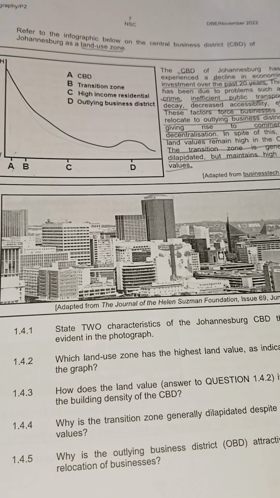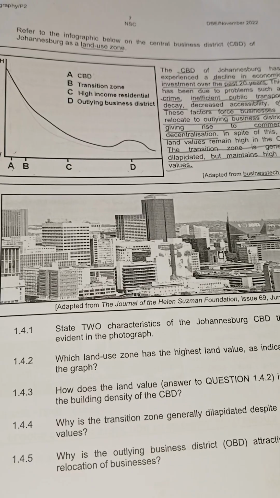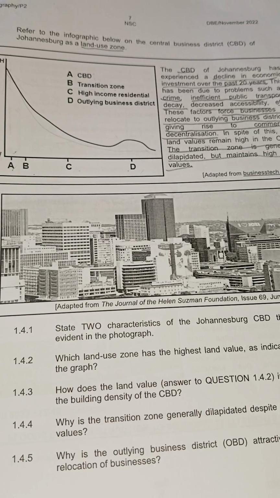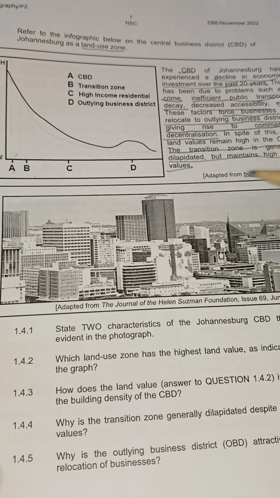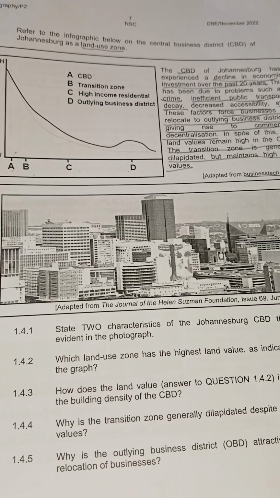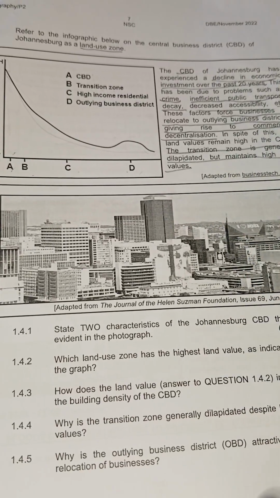Okay, let's move on to the first question. State two characteristics of the Johannesburg CBD that are evident on the photograph. What is evident on the photograph? Okay, 1.4.1. What can we see? We can see tall buildings. Guys, when you have a question like this, we have to collect marks. We have got tall buildings. These are tall buildings. You can see. What else do we have?